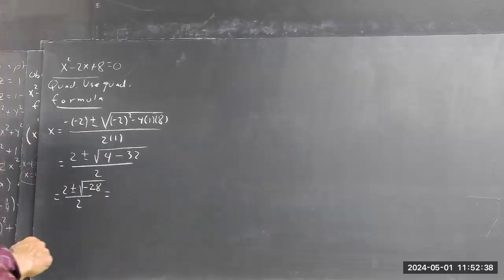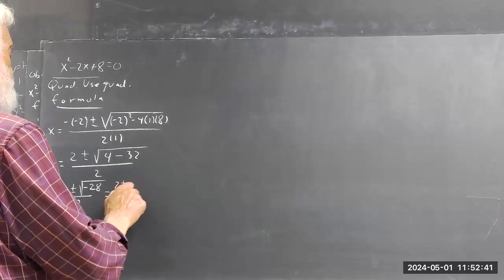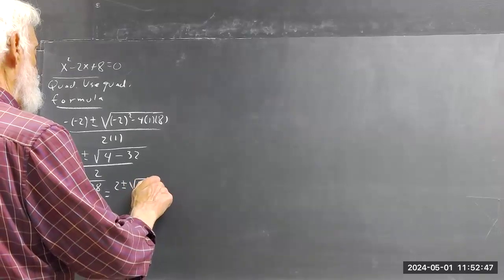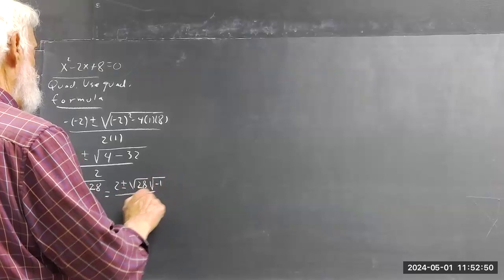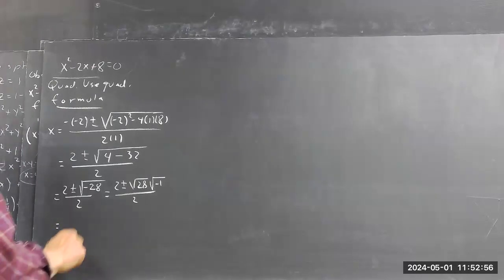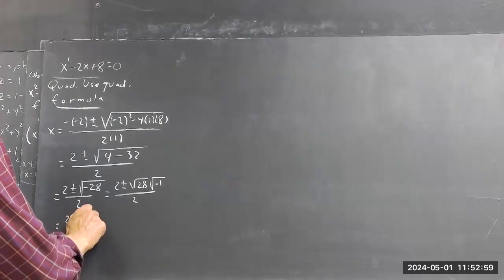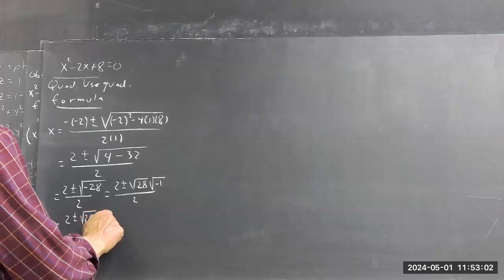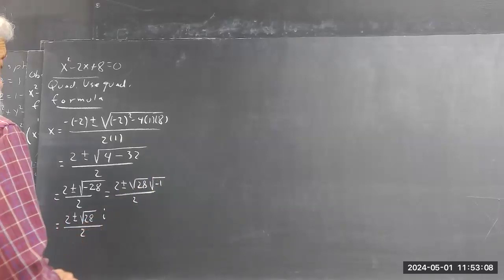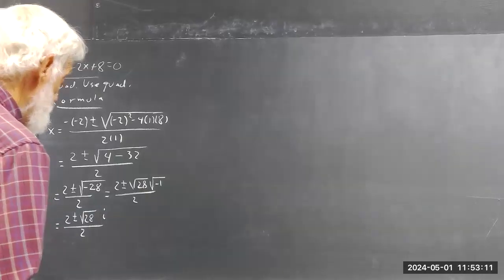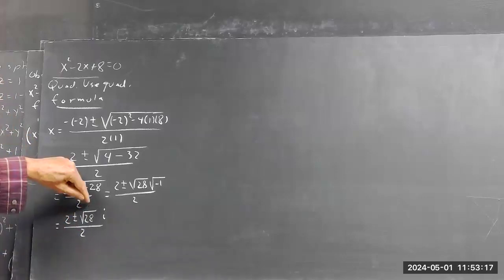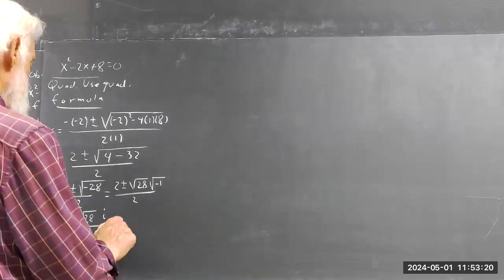Which is 2 plus or minus the square root of 28 times the square root of -1 over 2. This then is 2 plus or minus the square root of 28 times i, i being the square root of -1, the imaginary number. There are a couple of simplifications we can still make. We can divide both this and this by 2. But before we do that, we want to simplify the square root of 28.